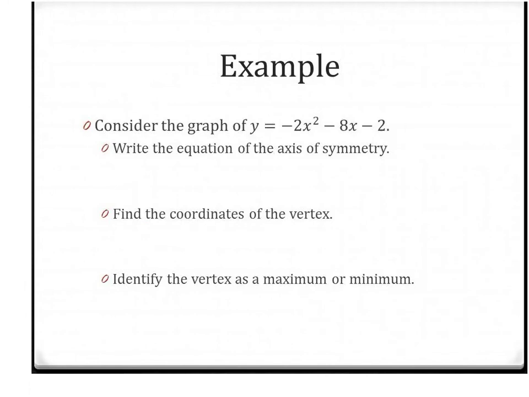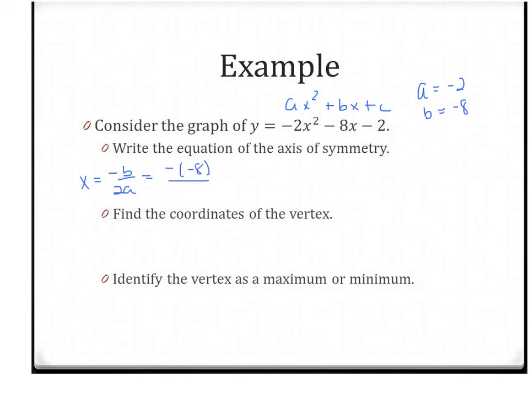So we want to do the same thing here in terms of finding out all of our information first. So axis of symmetry, x equals negative b over 2a, and in this case a is negative 2 and b is negative 8, because remember it's ax squared plus bx plus c, and signs matter. So we are going to make this negative 8 over 2 times negative 2. Well, negative 8, it's a positive 8 over a negative 4. That reduces to negative 2. So my axis of symmetry is at x equals negative 2.